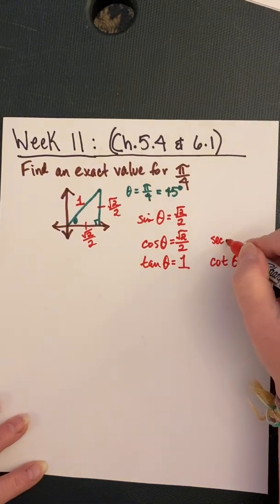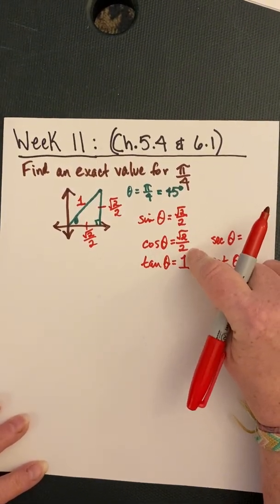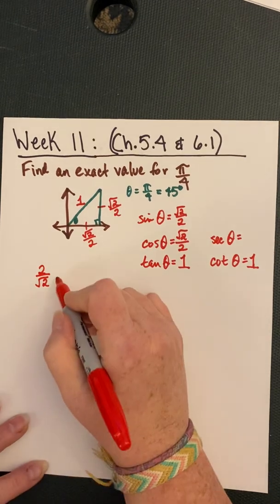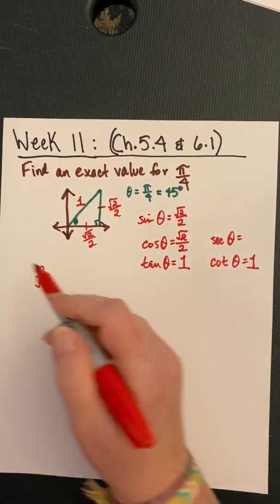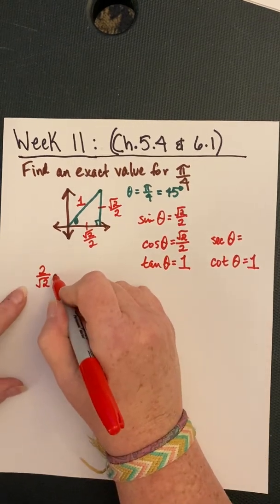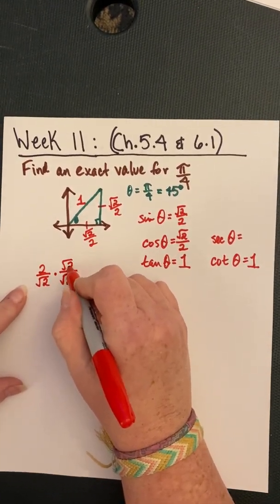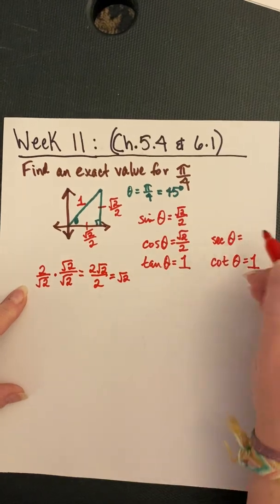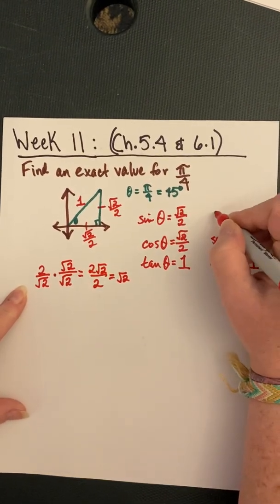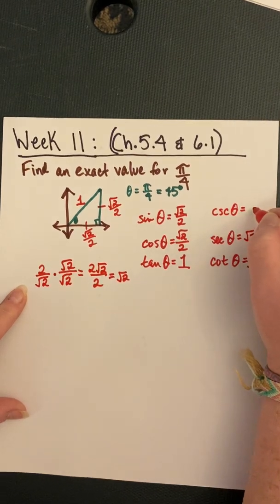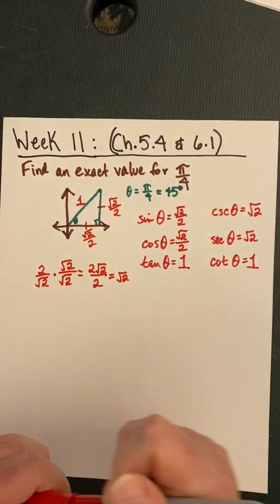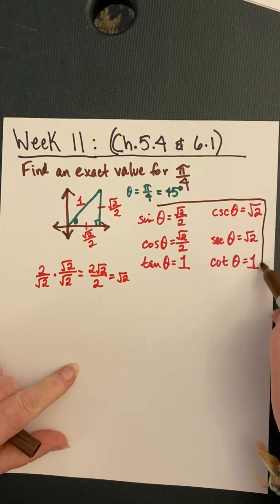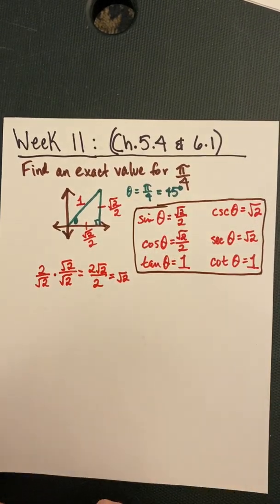Then secant theta says flip this fraction upside down. So that's 2 over rad 2, right? So that's already flipped upside down. So we have to rationalize the denominator. So we're going to rationalize by multiplying by rad 2 over 2, and we get 2 rad 2 over 2, which is just rad 2. So that's rad 2. And then cosecant theta is also rad 2. Okay, so we've answered the question. The exact value for pi over 4 for all 6 trigonometric functions is that thing.